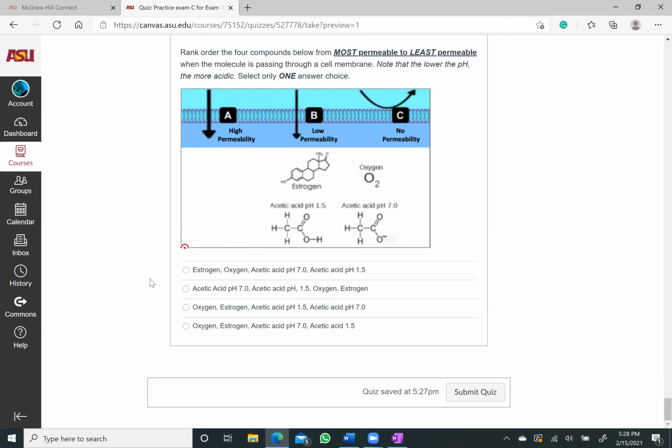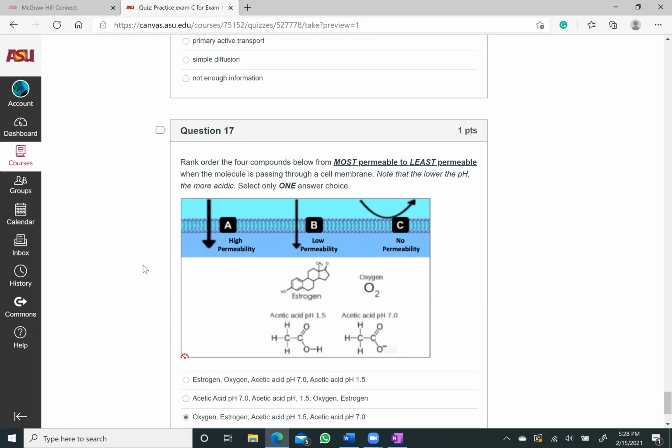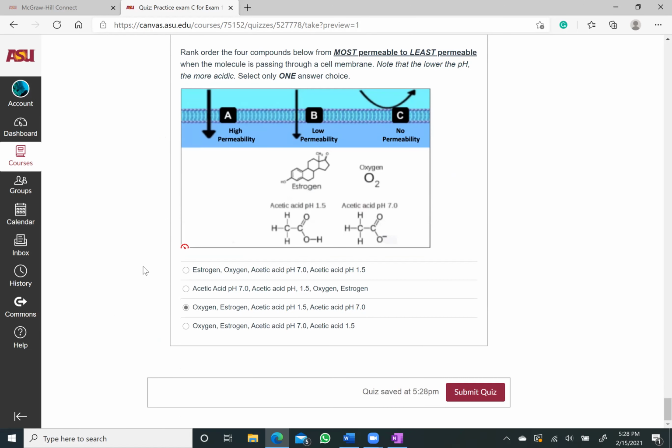Okay, so this is the last question. Once again, we're just ranking based off permeability. Oxygen is a gas, it's a diatomic gas, it's going right through. Estrogen, very hydrophobic, it's going to go right through. Acetic acid, pH 1.5, and then acetic acid, pH 7.0. For the 1.5, it's less polar. The 7.0 has this negative charge on it that's going to have a lot of trouble going through that hydrophobic region.